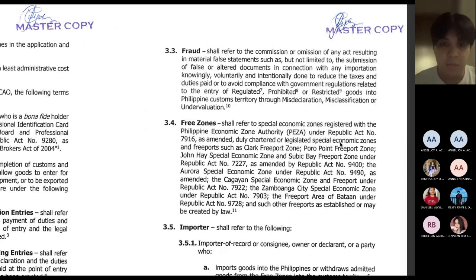3.3 Fraud shall refer to the commission or omission of any act resulting in material false statements such as, but not limited to, the submission of false or altered documents in connection with any importation, knowingly, voluntarily, and intentionally done to reduce the taxes and duties paid or to avoid compliance with government regulations related to the entry of regulated, prohibited, or restricted goods into Philippine customs territory through misdeclaration, misclassification, or undervaluation.